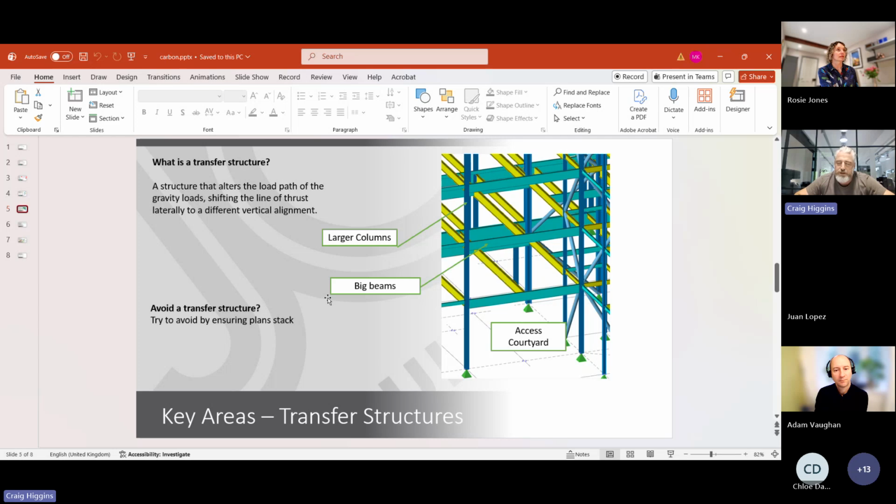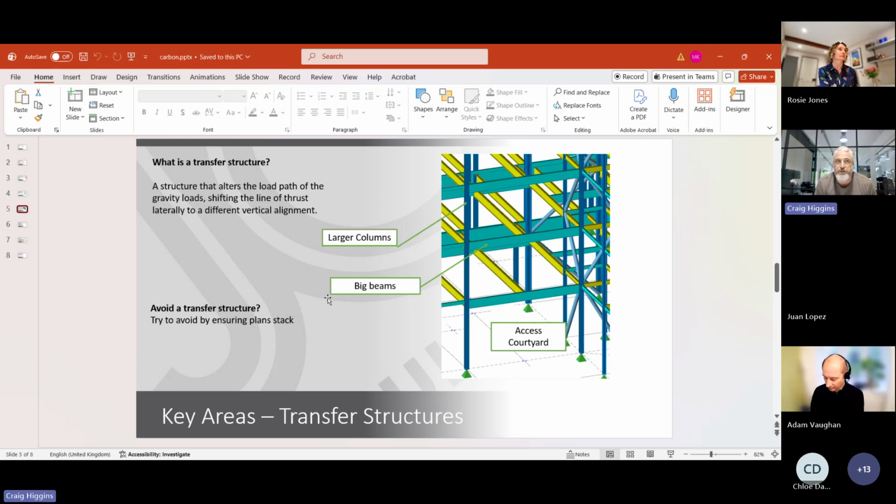So the next one, which often adds a lot of embodied carbon into a structure, is transfer structures. So again, when we were discussing how you can collaborate with engineers to end up in a scenario where you can reduce the embodied carbon in a building, the simplest way is making sure that your plan stacks up. If you've got different plans from floor to floor, whether you've got a timber frame structure, a masonry structure, a concrete structure or a steel structure, you will add embodied carbon by not having continuity of structure.